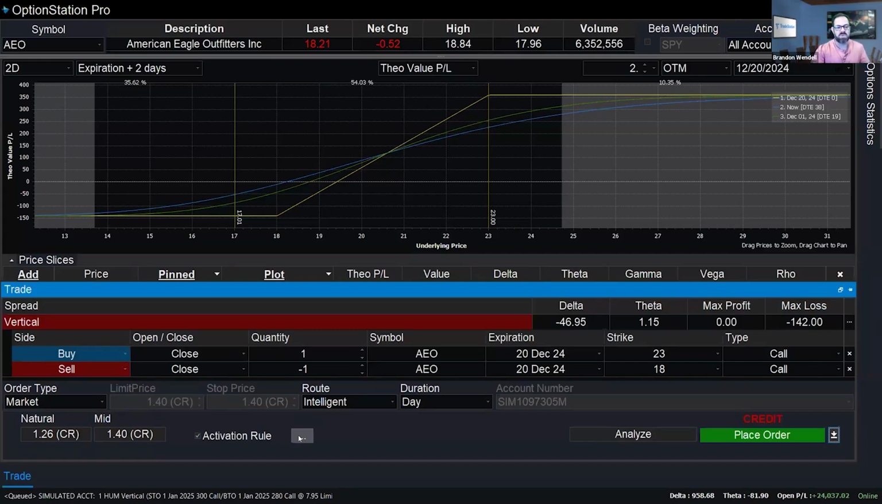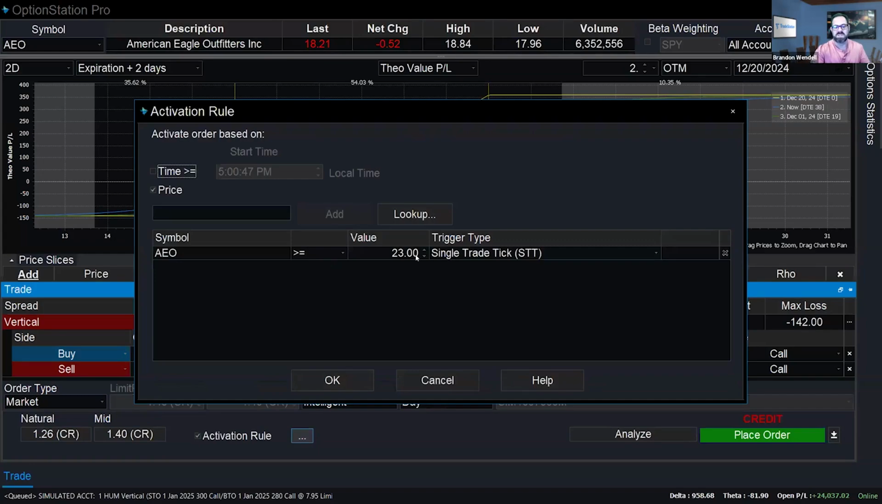Okay, again, activation rule, market. The first one is single trade. If it hits my target, that's my short strike. Now, AEO, add, or if we go less than or equal to 17 bucks. And of course, don't forget to change that to or. So now I have a target and a stop on my open position based on that vertical spread.